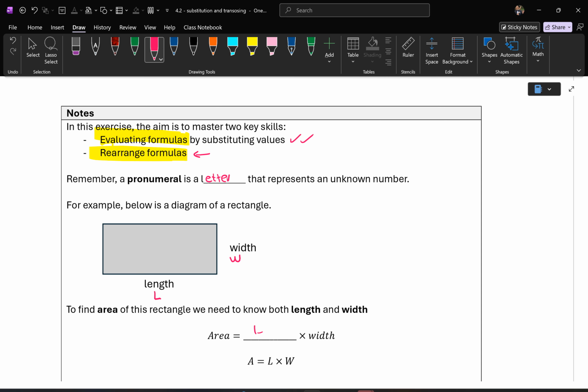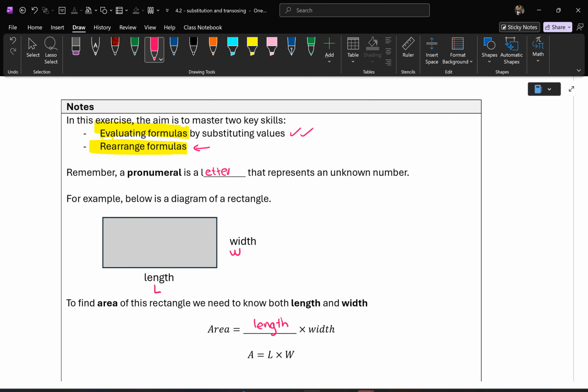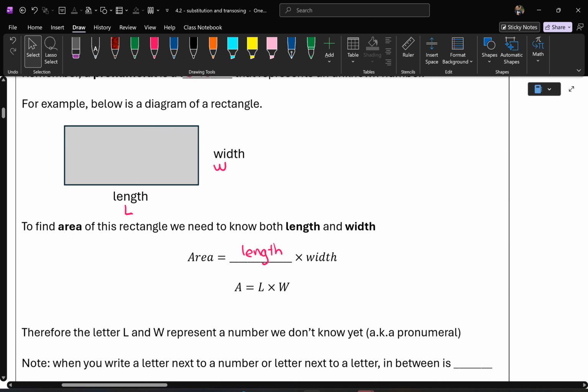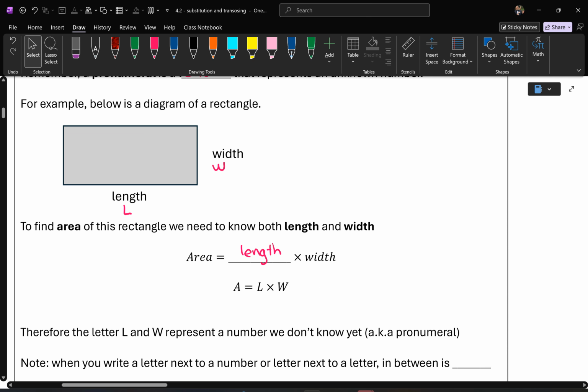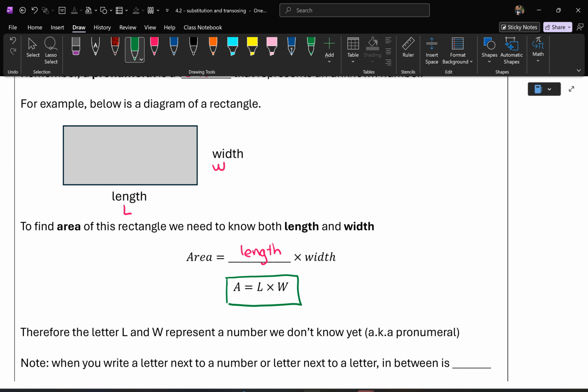So here, length times width will give me the area of a rectangle, or you can write L times W. Okay? This is called a formula. So what you see here, this is a formula. So the two key skills today are rearranging this formula and also solving the formula.